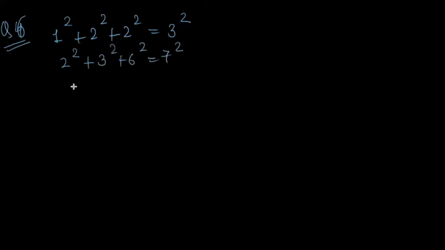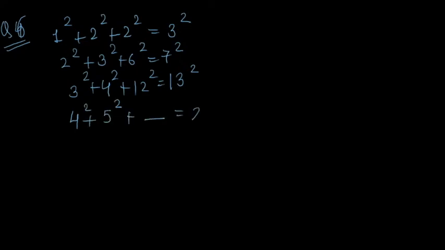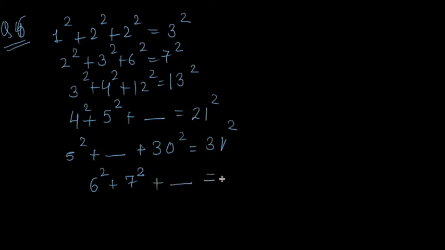Okay, so using a pattern which is given as 1 square plus 2 square plus 2 square is equal to 3 square. Then you have 2 square plus 3 square plus 6 square is equal to 7 square. 3 square plus 4 square plus 12 square is equal to 13 square. Then you have 4 square plus 5 square plus dash is equal to 21 square. Then you have 5 square plus dash plus 30 square is equal to 31 square. And the last row is given 6 square plus 7 square plus dash is equal to dash.